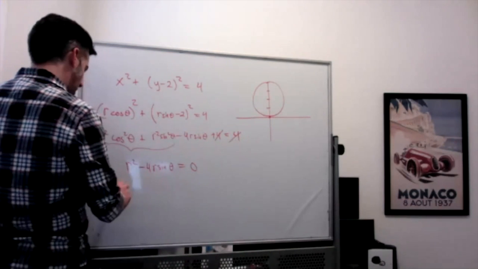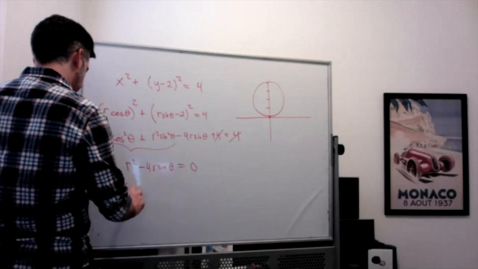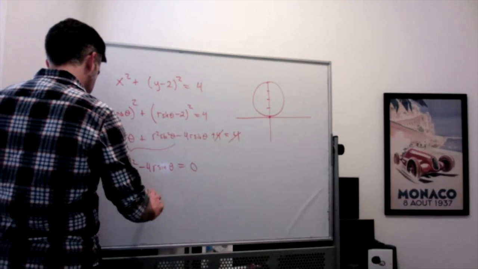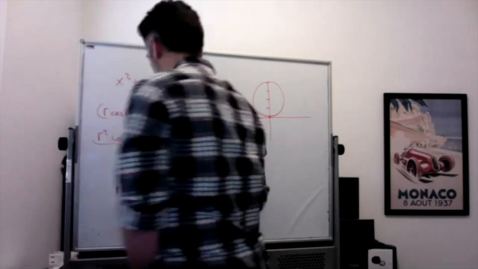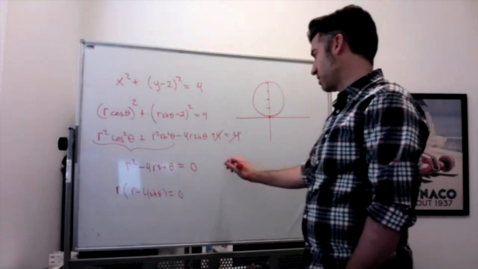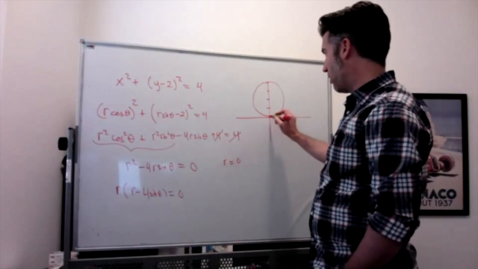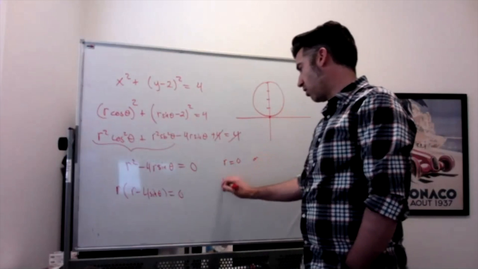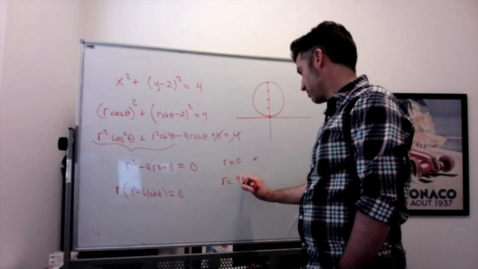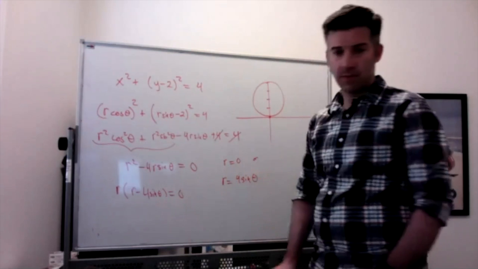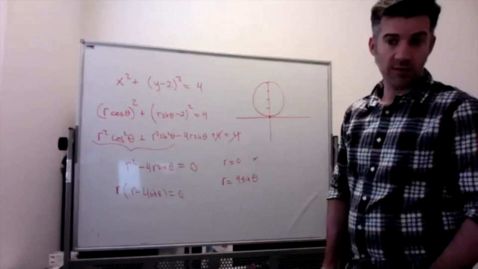So we get r squared minus 4r sine theta equals 0. Then we can factor out an r. So we get r times (r minus 4 sine theta) equals 0. So we either get r equal to 0, which clearly isn't the graph, I mean, you do have that one point, or you get r equal to 4 sine theta. Which is interesting.